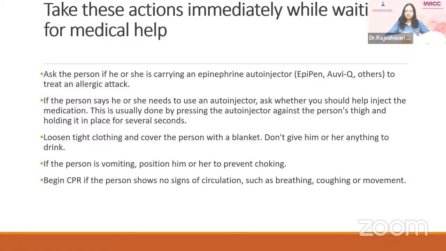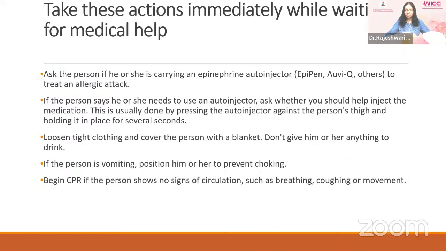Loosen the tight clothing and cover the person with a blanket. Don't give him or her anything to drink. If the person is vomiting, position him or her to prevent choking. Position means the recovery position. The recovery position also helps the person not to aspirate, so that the vomit does not go into the airway. That is why you make the person lie in a recovery position.